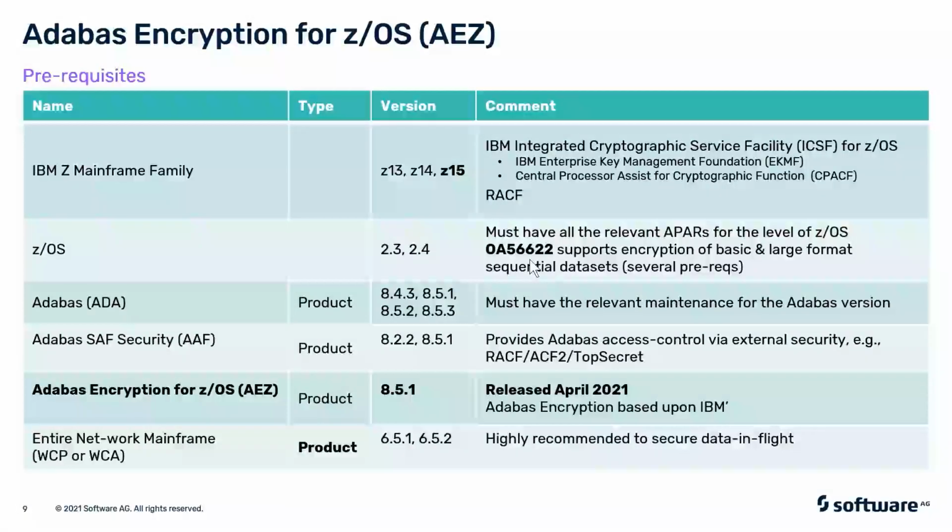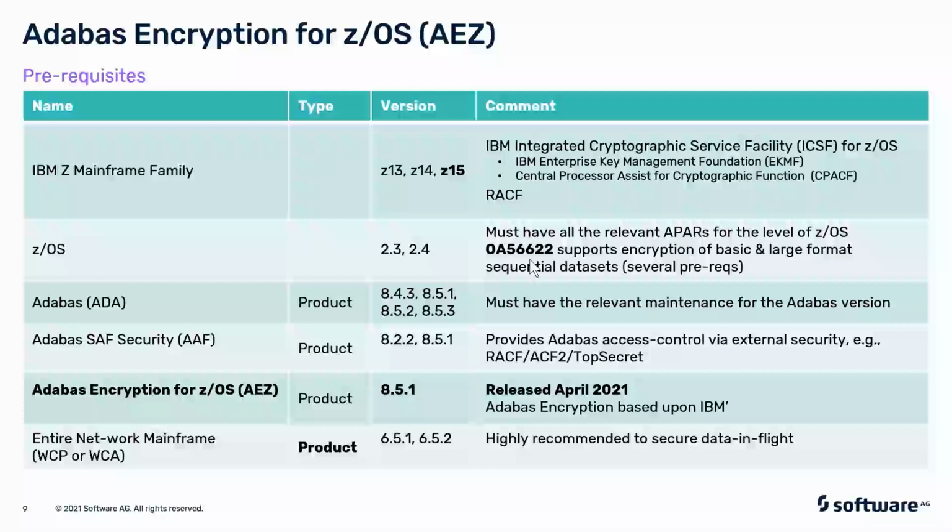But once you have it set up and running, it's really transparent to the applications. It's not that much overhead for the DBAs, especially if you encrypt everything. Just to kind of wrap up here, to use Adabas Encryption for z/OS, you have to be on a z13, 14, or 15. Both Software AG and IBM will recommend the 15s because you're just going to get better performance there. You have to be at z/OS 2.3 or 2.4. And if you're at those levels, you have to have an APAR called OA56622 applied, because that's how IBM introduced large data sets, which is what Software AG's database data sets are. So that will allow database data sets to work with IBM's pervasive encryption.